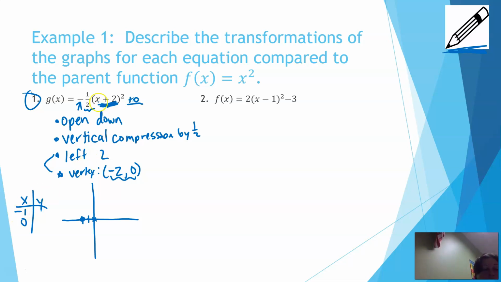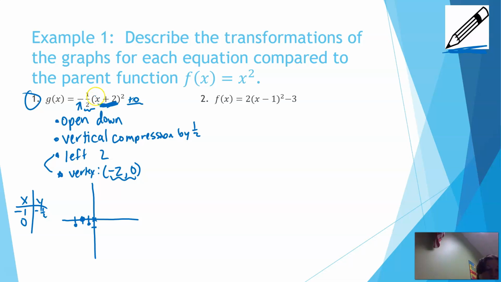If I plug negative 1 in, I get negative 1 plus 2 is 1. Next I do exponents. 1 squared is 1 times negative 1/2 is negative 1/2, which means at negative 1, I have a point at negative 1/2. I reflect it, so also at negative 3, negative 1/2.